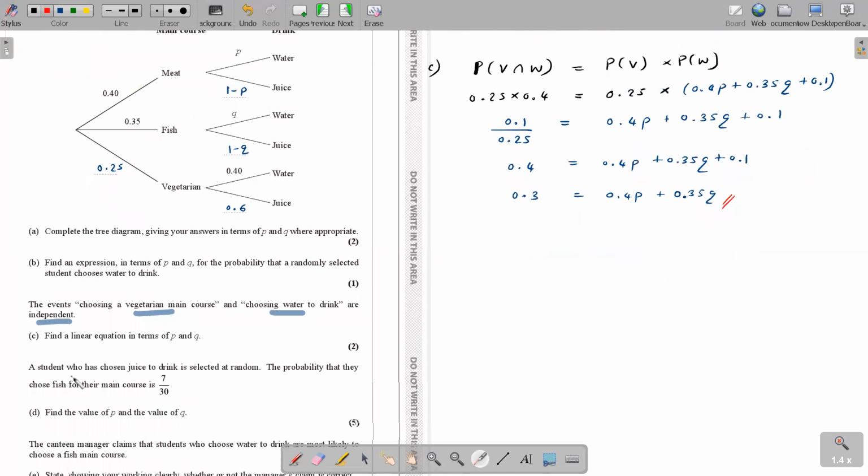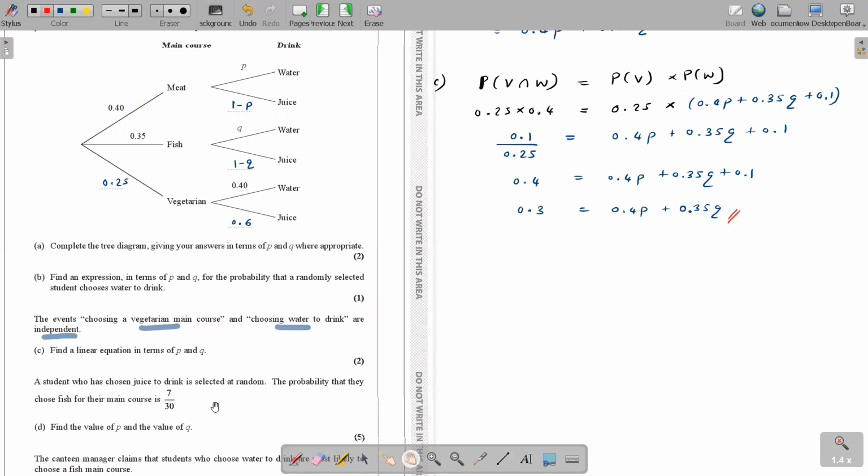Next one. A student who has chosen juice to drink is selected at random. Okay, so juice is the other option, right? The probability that they choose fish for their main course is 7 over 30. Find the value of P and Q. Children, in this question, you need to be very, very careful. They are saying a student who has chosen juice is selected at random.